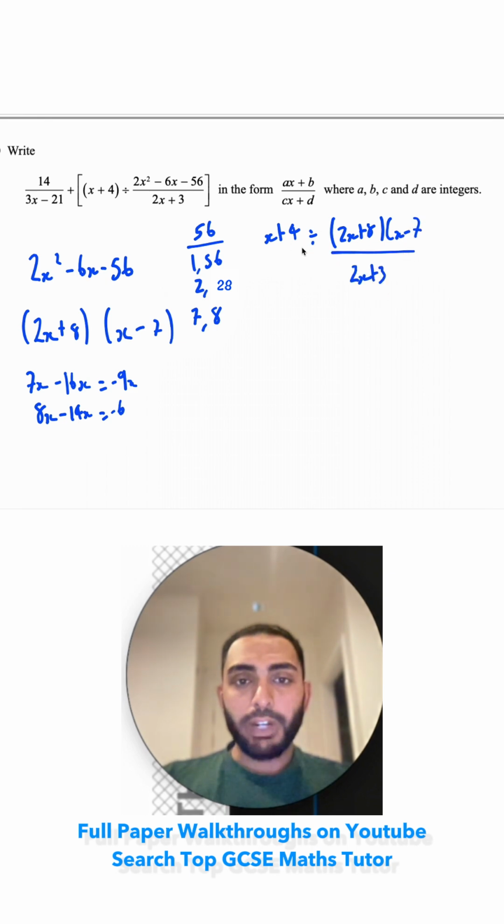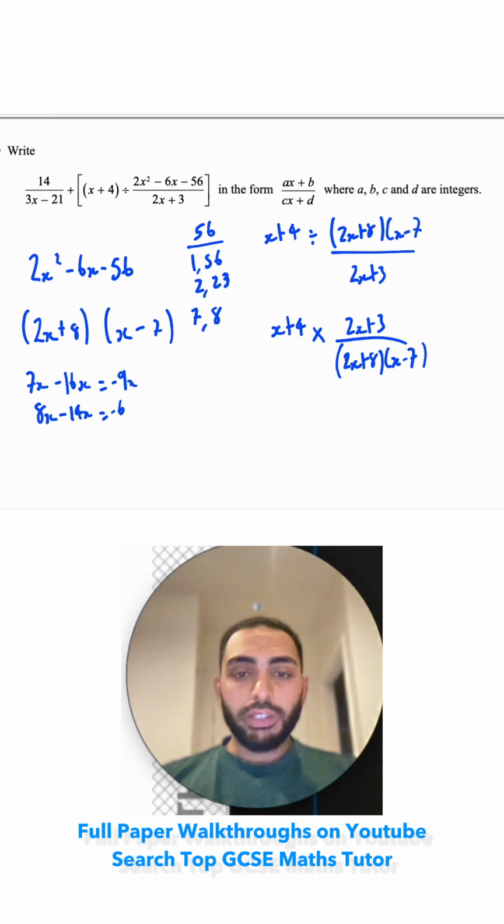So how do we divide fractions? We keep the first one, we flip the second one, and we change this to a multiply. So I'm going to rewrite this as x plus 4 multiplied by 2x plus 3 on the top this time, over 2x plus 8 and x minus 7. Whenever I'm multiplying fractions, I look to see if I can cross cancel. So I'm looking at this one and I'm looking at this one. I can see x plus 4 is also a factor of 2x plus 8.